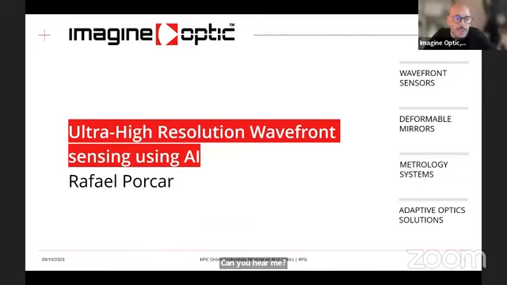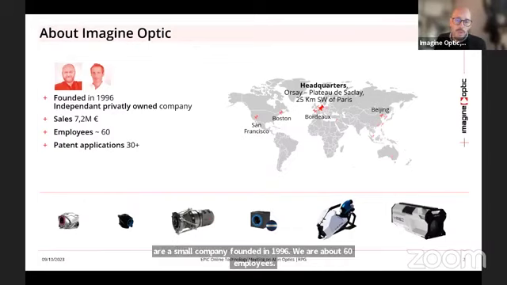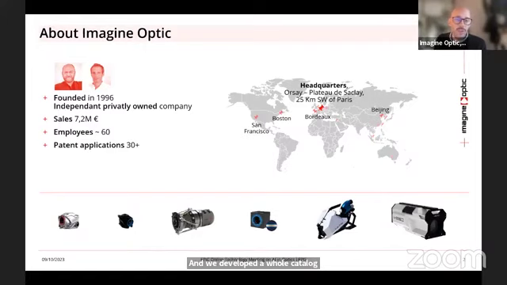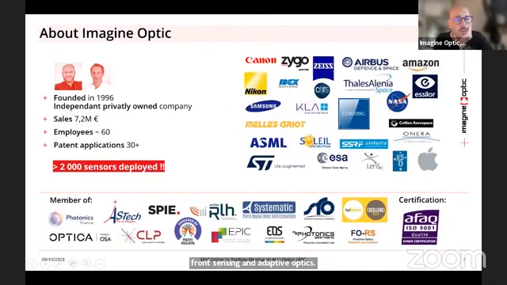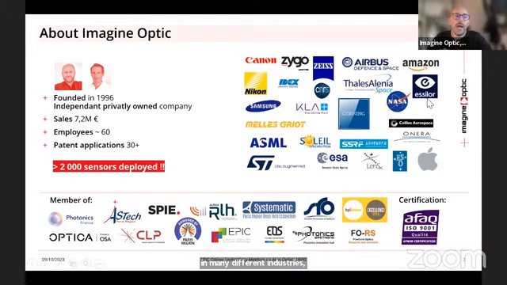So it's my pleasure to share some insight on what we are doing with AI at Imagine Optic, and in particular in wavefront sensing. We are a small company founded in 1996. We are about 60 employees, and we developed a whole catalog of solutions for wavefront sensing and adaptive optics that we are deploying all over the world. We have more than 2,000 sensors deployed in many different industries, as you can see here on the screen.